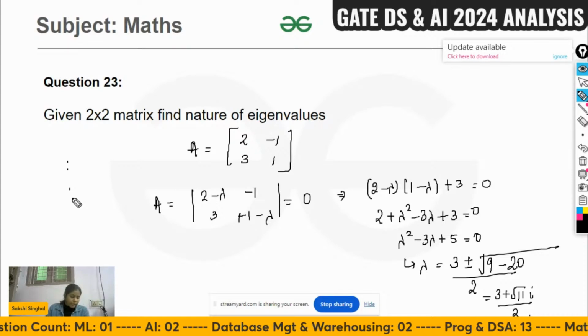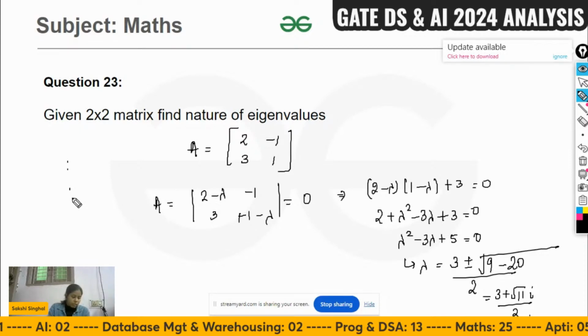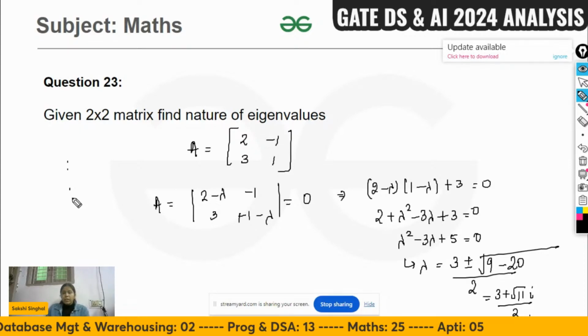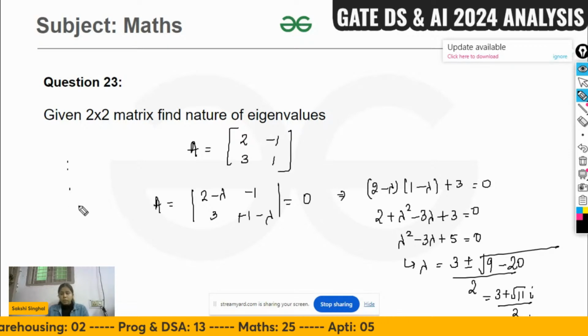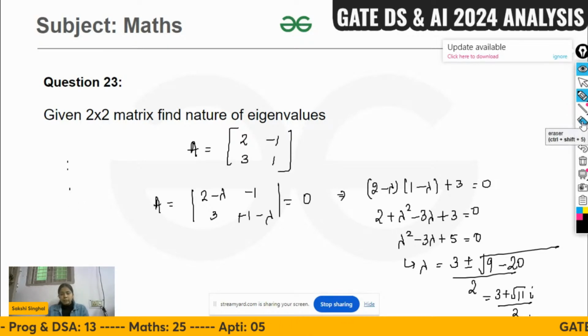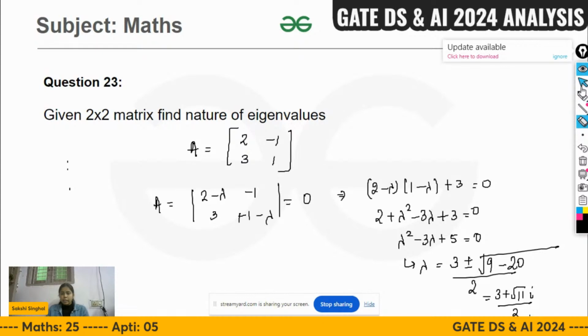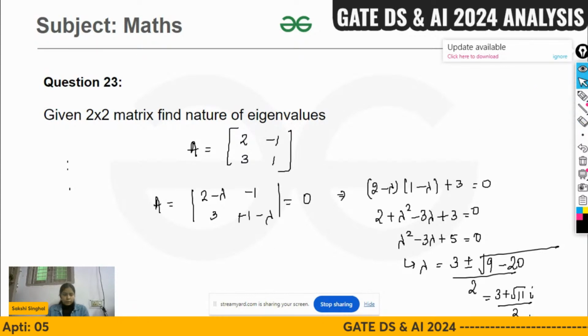So I hope you guys got this question correct, because this question was really simple, right? You do not have to do anything. You just have to check whether the roots are real or what.